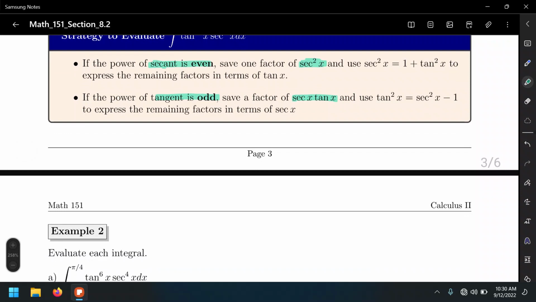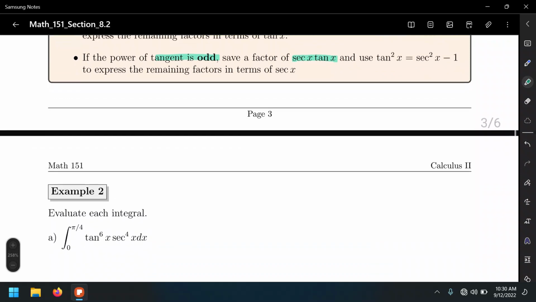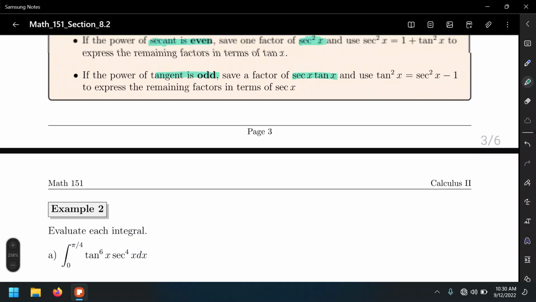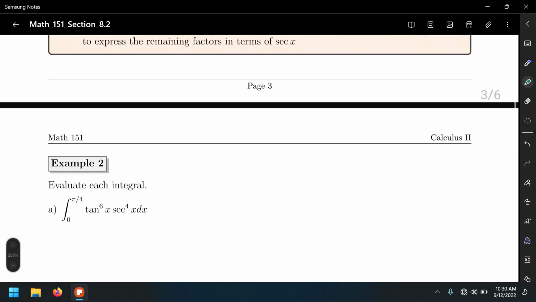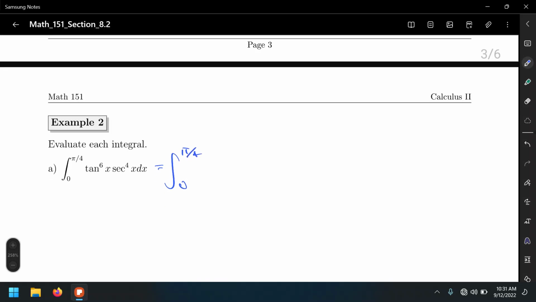So let's have a look at one example. What do we have? Tangent to the 6th power, secant to the 4th power. Well, number one, do we have an even power of secant? That's the question. Yes or no? Yes. So the rest doesn't matter, and lucky for us, we have an even power. We will break this up into the integral from 0 to pi over 4. It's going to be a definite integral as well. So that's tangent to the 6th power.